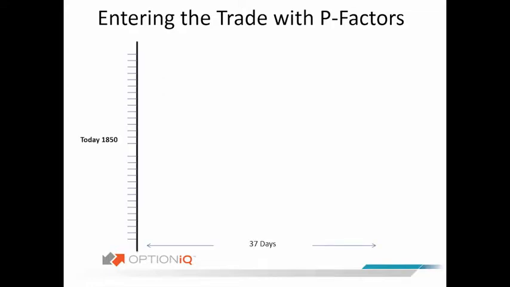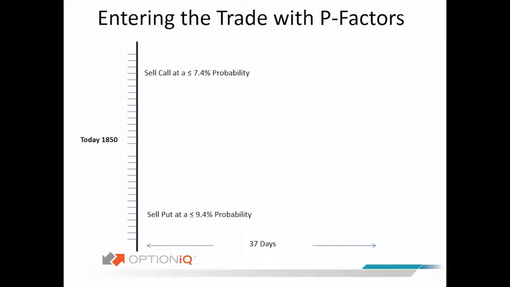Okay, so if we're entering a trade with our P factors, here's how it's going to kind of work. We're going to have the market price, which you can see here on my slide. So whatever the market price is for that day. Now this is the market price for the S&P Futures Index, because that's where we're going to be trading the options on that contract. So whatever that price is, we'll call that 1850 for this example.